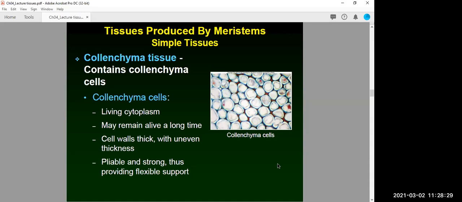They are going to be living at maturity, and these are a little bit less flexible and a little bit more plastic, so they still can de-differentiate and re-differentiate in some cases, but not nearly as easily as the parenchyma. Remember, the parenchyma, those are the most totipotent. These have a lot thicker cell wall in terms of collenchyma.